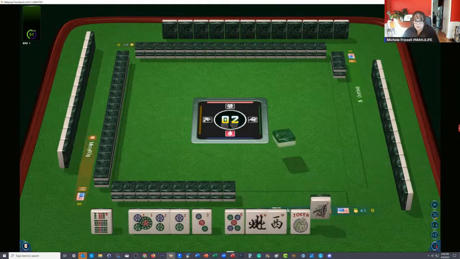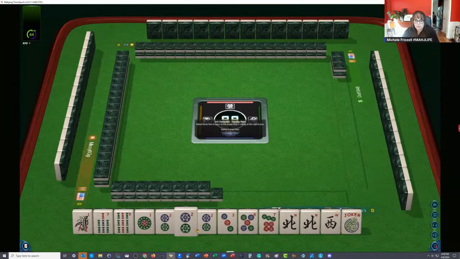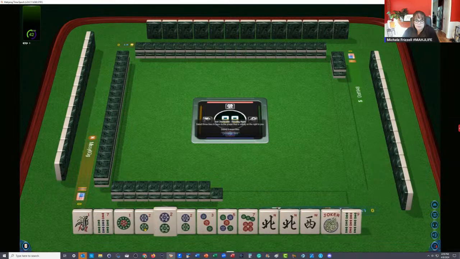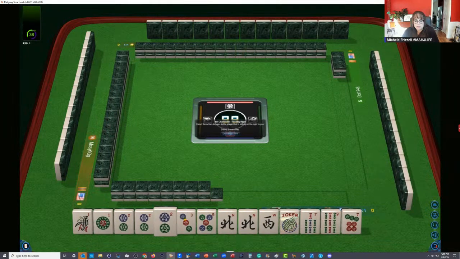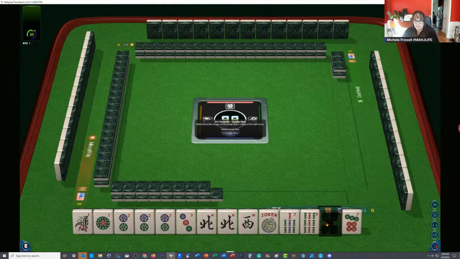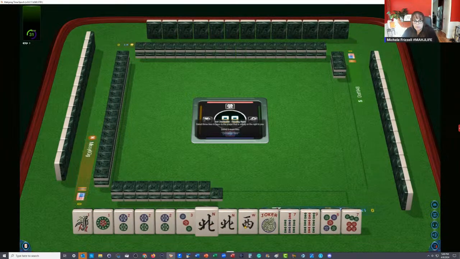Oh, we have a pung of 2s in here. Okay, so let's see. Pung of 2s. 1, 2, 3. With a pung of 2s, we do not need big numbers. The 7s, the 9 can go. 1, 2, 3, 5. Really, even that 5 can go. So we have 1, 2 wins.